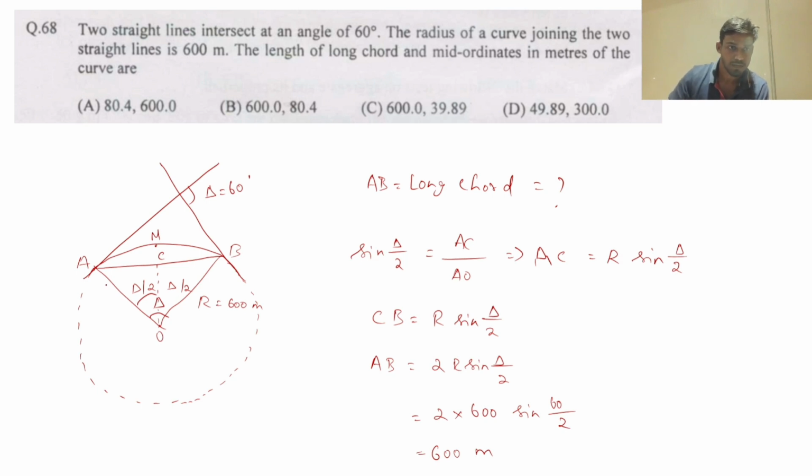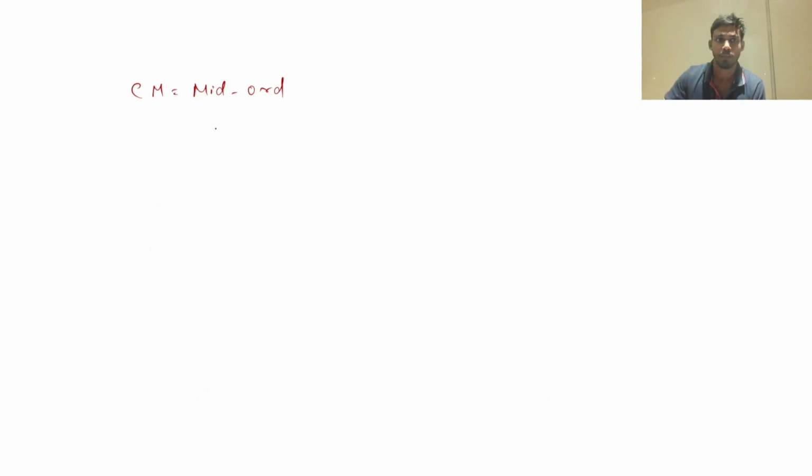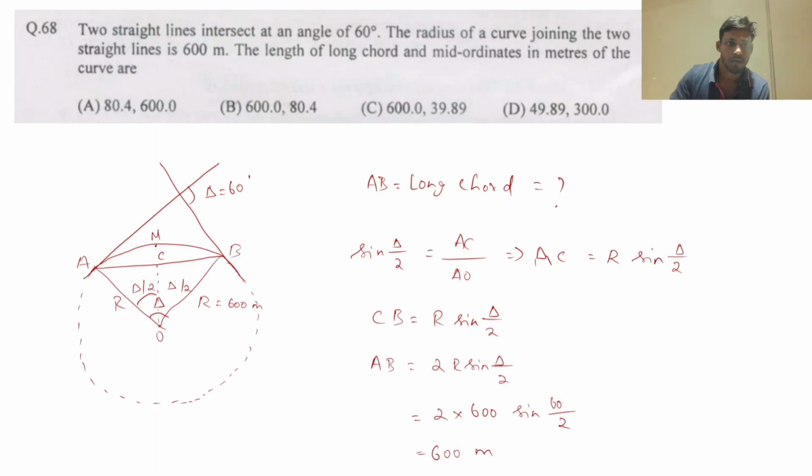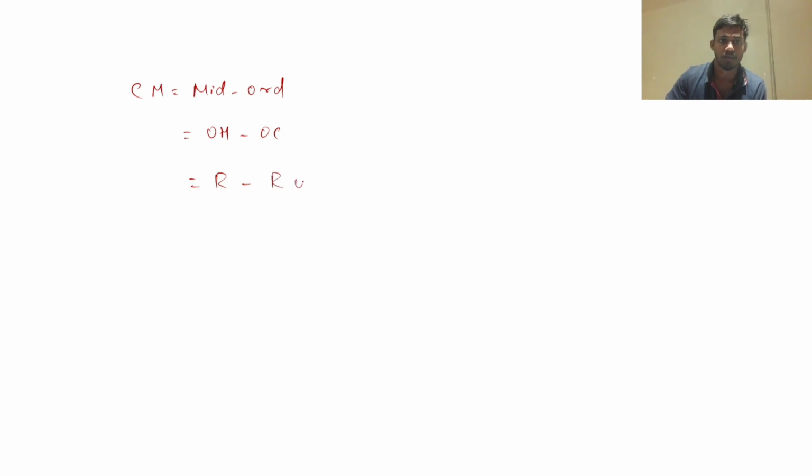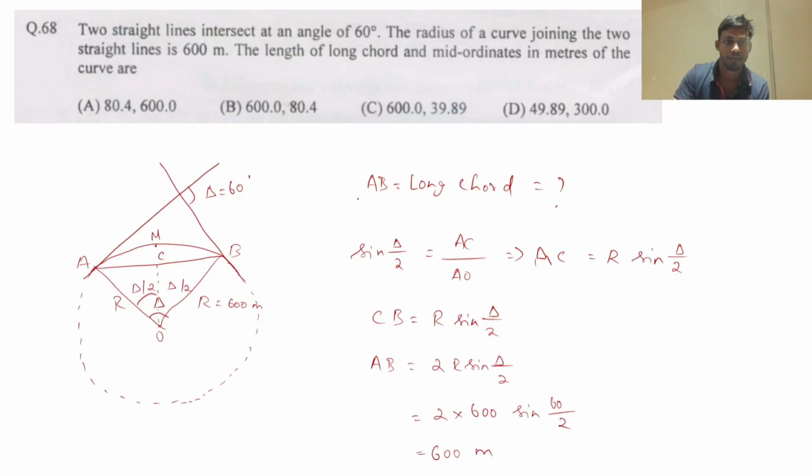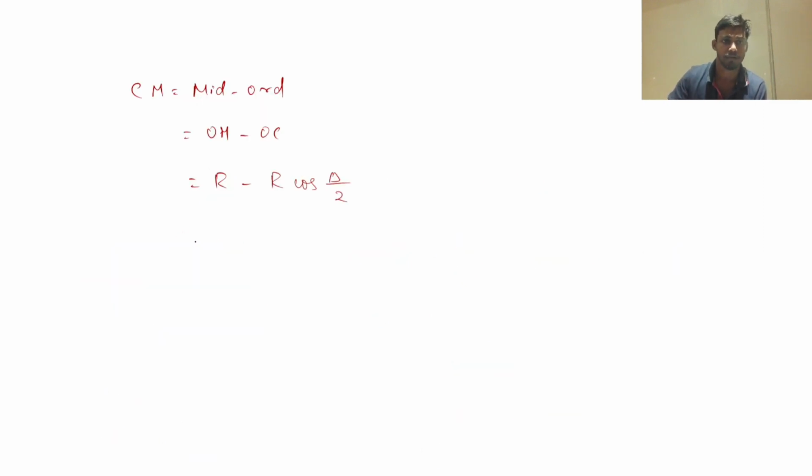So this is R. So OM is also equal to radius. So CM is OM minus OC. OM is equal to radius and OC is equal to R cos delta by 2. So cos delta by 2 is equal to adjacent side OC divided by OA, that is R. So OC is equal to R cos delta by 2. So that means mid ordinate is equal to R into 1 minus cos delta by 2.